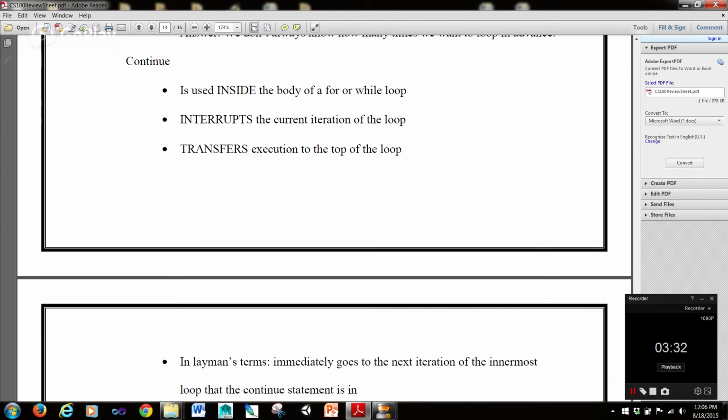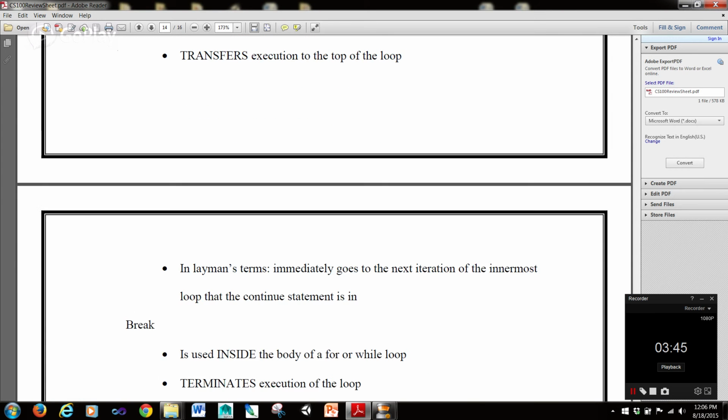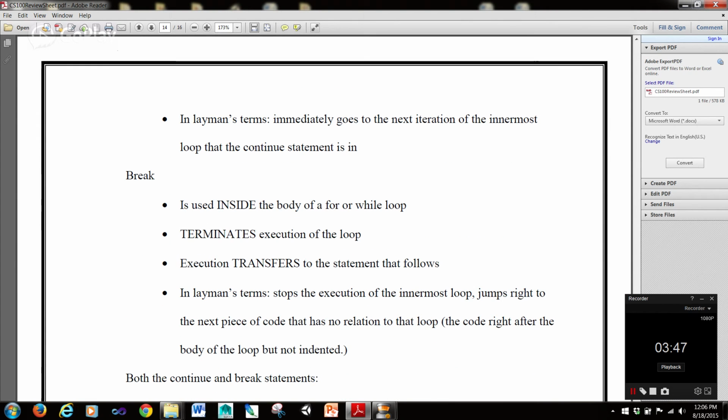What is the continue statement used for? It is used inside the body of a for or while loop. It interrupts the current iteration of the loop, but does not terminate it. It transfers execution to the top of the loop. In layman's terms, it immediately goes to the next iteration of the innermost loop that the continue statement is in.